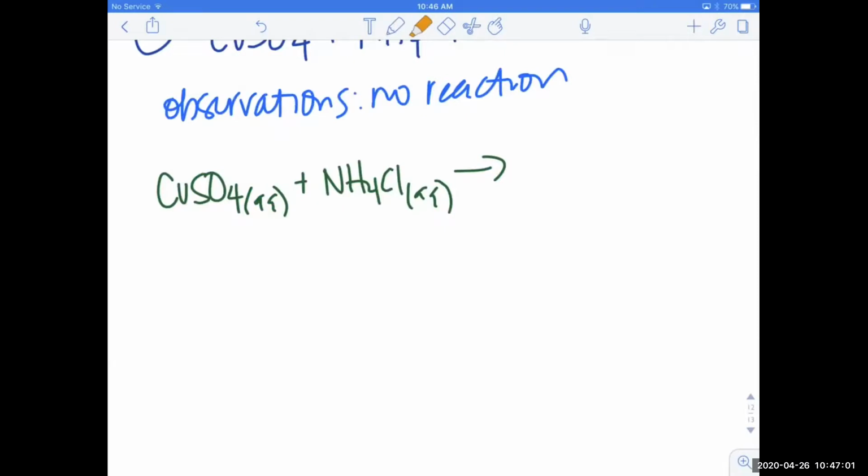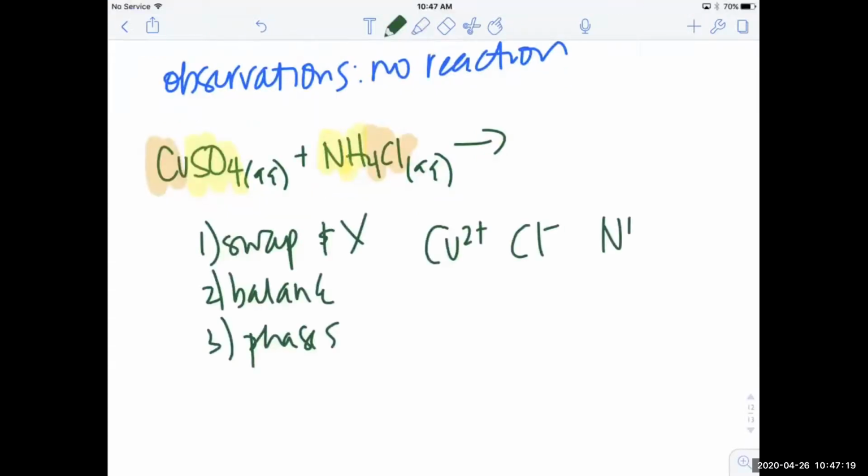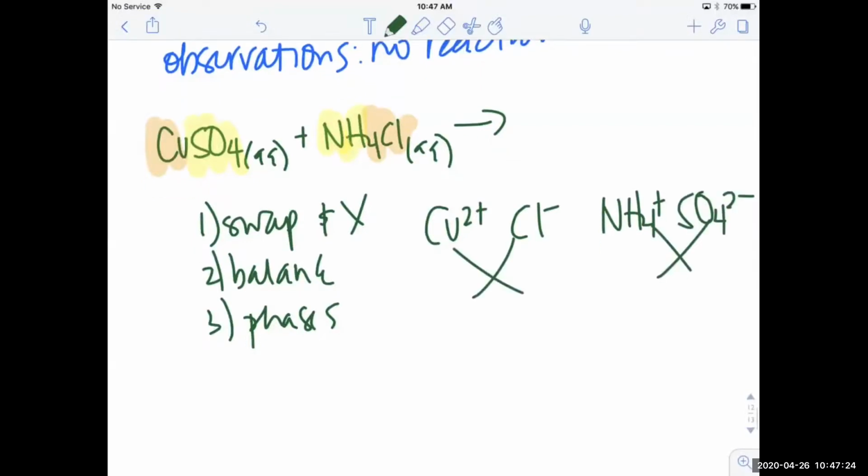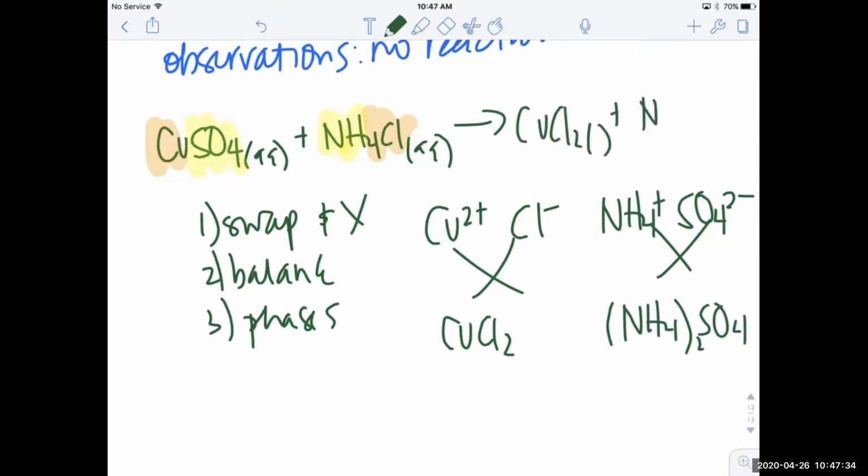So I'm just highlighting my new pairs here. So 1 is swap and crisscross, 2 is balance, and 3 is predict the phases. So here I'm going to have copper with a 2 plus, Cl with a minus, and I'll have NH4 with a plus and SO4 with a 2 minus. Remember, I'm not worrying about how much there are here. I will take care of that with balancing. So this is CuCl2 plus (NH4)2SO4.